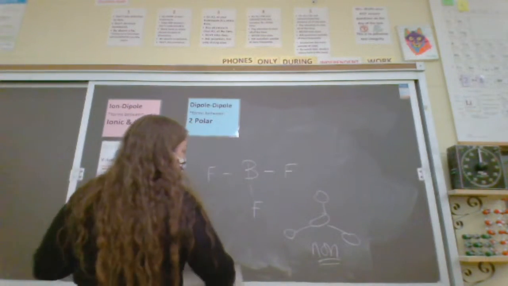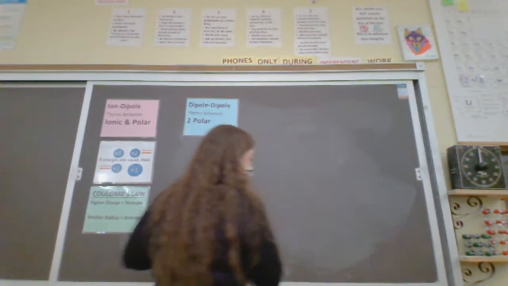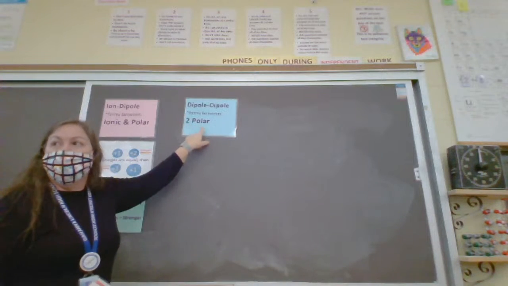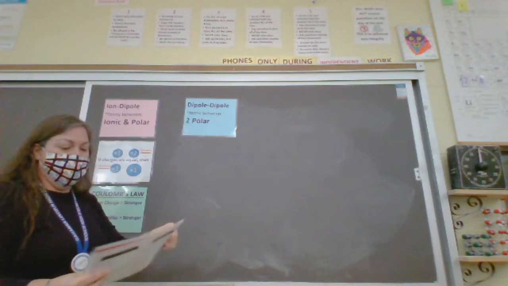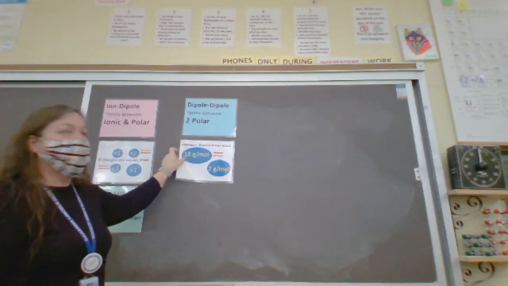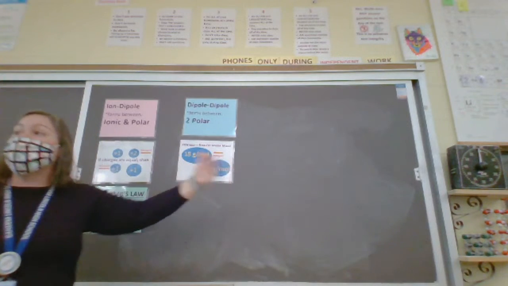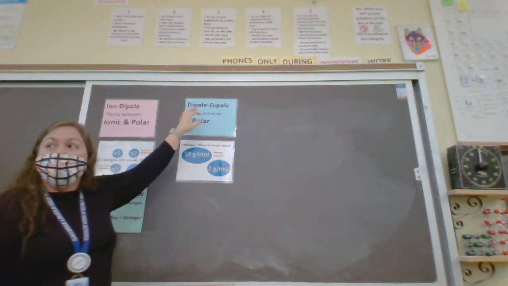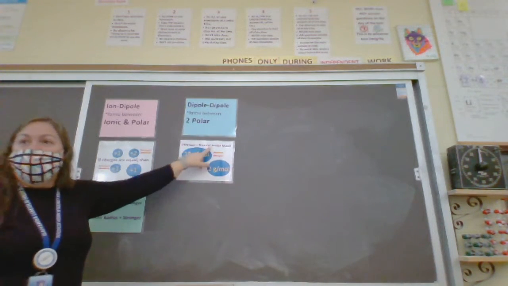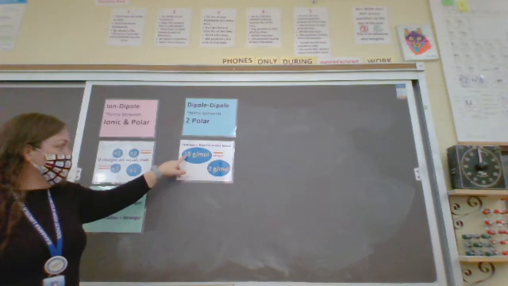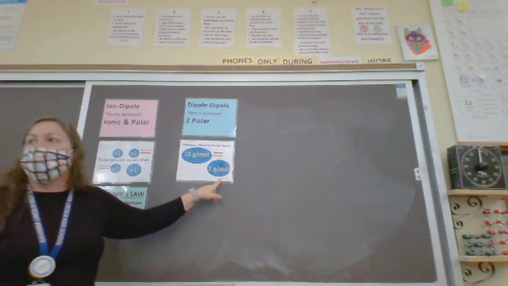We're now talking about dipole-dipole forces. Those form between 2 polar compounds. They both got to be polar. How do we tell which one is stronger if you're comparing 2 separate dipole-dipole forces? Look at their masses. Heavier is stronger. So I have 2 examples here. 18 grams per mole versus 2 grams per mole.